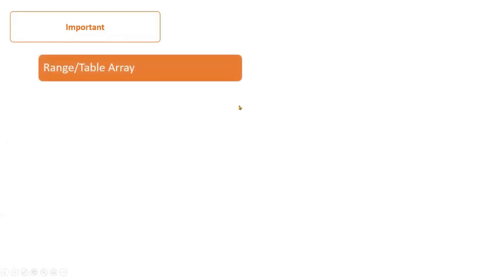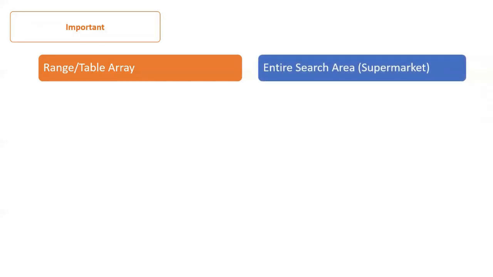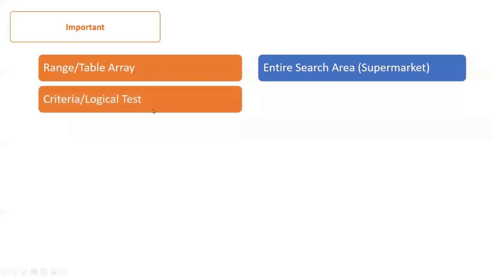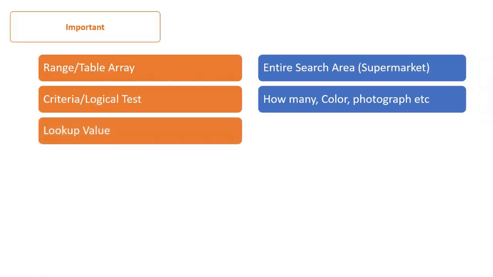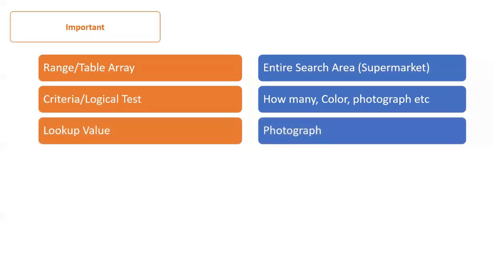So why I took that example is, whenever Excel says range and table array, it basically means the entire supermarket. It will make more sense when we get on to the examples, so just hang in there with me. Whenever Excel says criteria or logical test, it basically means how many keys were there, what is the color of the thing, do you have a photograph of it, etc. Right? So this is your car keychain. If Excel says what is the lookup value, again, this is the photograph of the keychain. This is what I'm searching for.